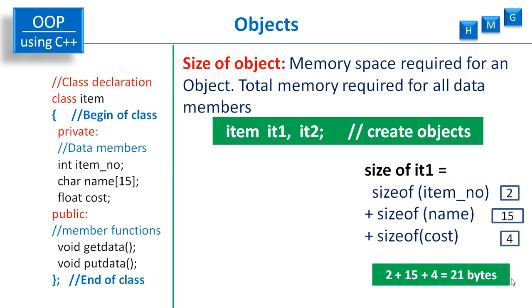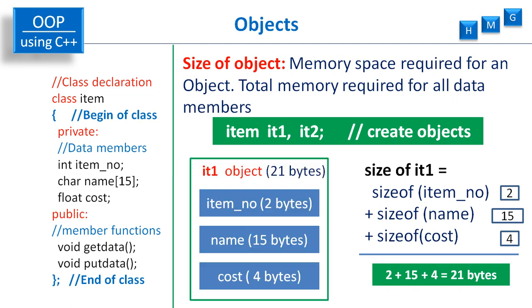In this way you can easily calculate the size of any object. To find the size of any object, it is very simple. Just go on adding the size of each individual data member or variable, get the total, and that is nothing but the size of the object. See in this figure, the IT1 object size is 21 bytes, meaning 21 bytes of memory is allocated for object IT1.